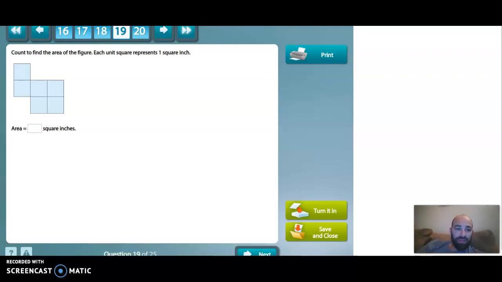Alright, welcome back. As we left off, we were just starting question number 19. So question number 19, count to find the area of the figure. Each unit square represents 1 square inch. What is the area of that shape?